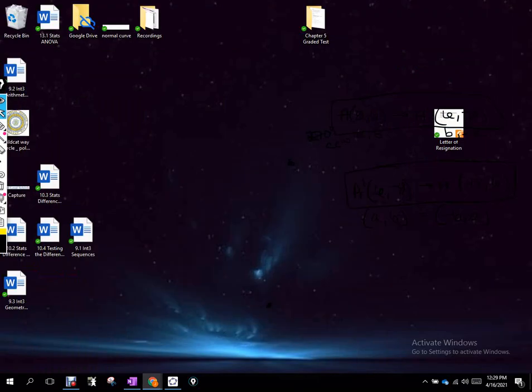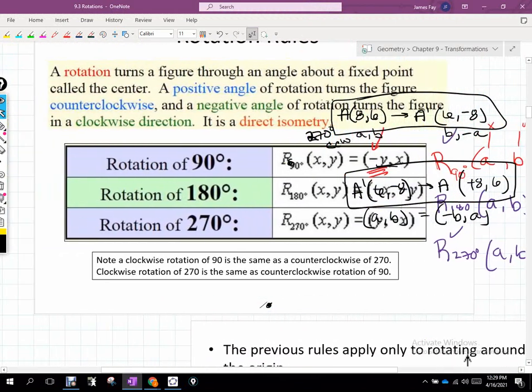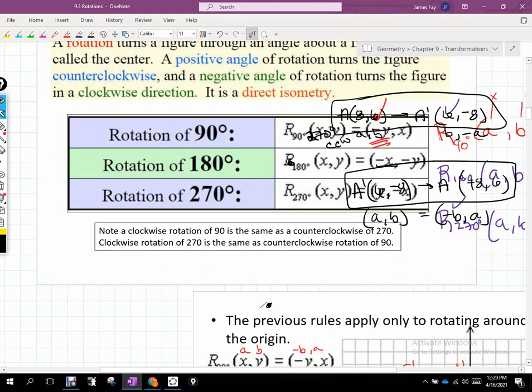So that relationship there is what allows the following statement to be made. Note a clockwise rotation of 90 degrees, and this is because things are circular. If I want to go from there 90 degrees clockwise, that's going to take me down there. That would be the same thing as moving counterclockwise 270 degrees. Does that make sense?